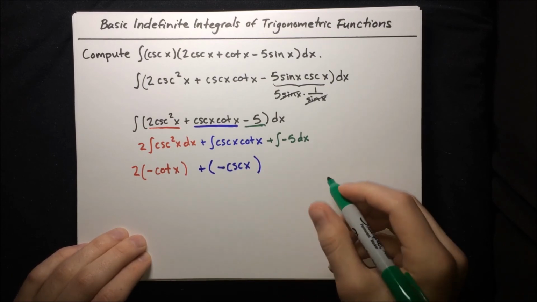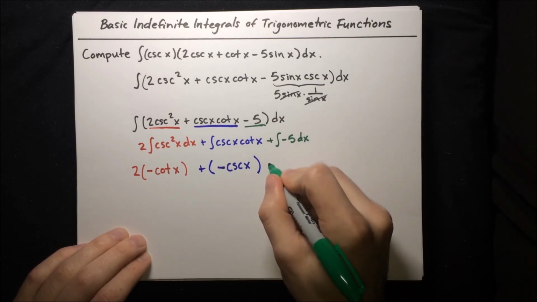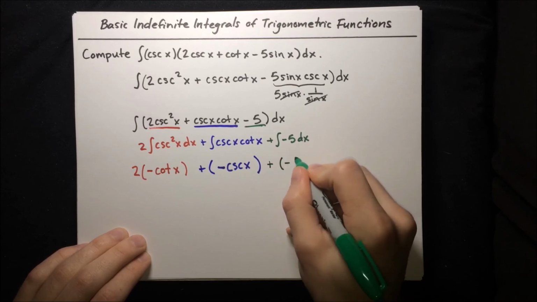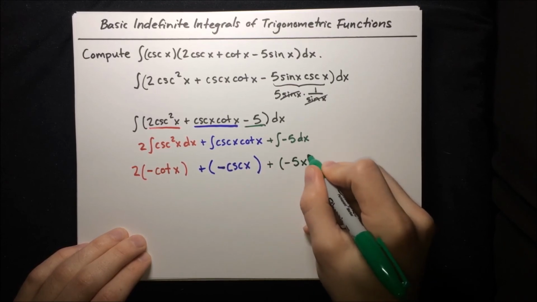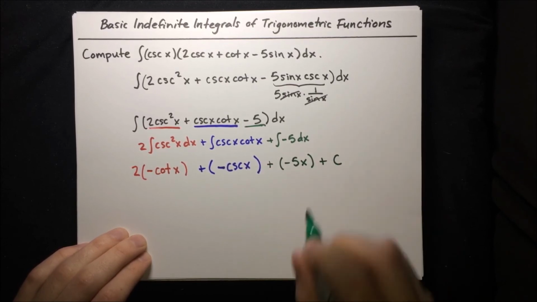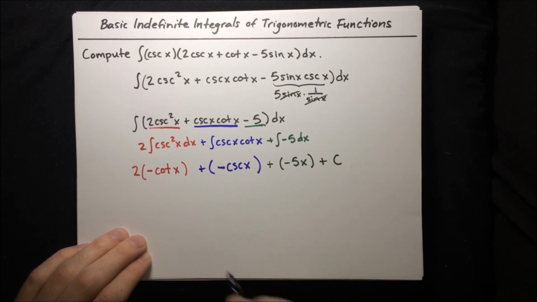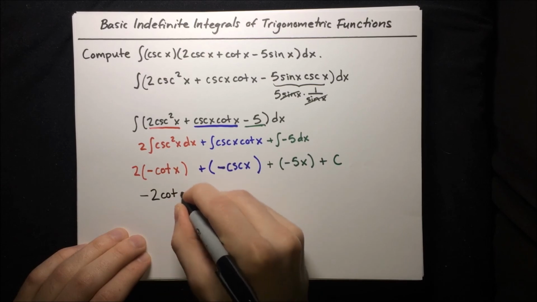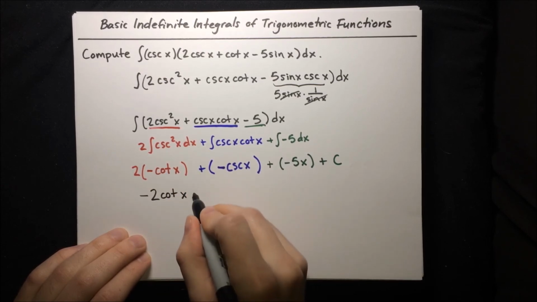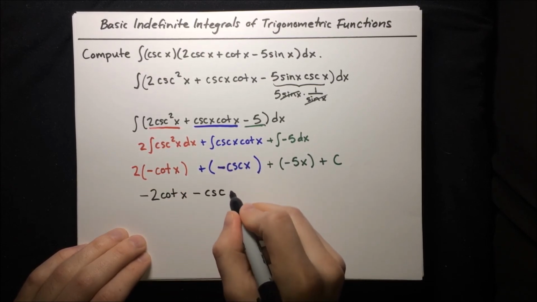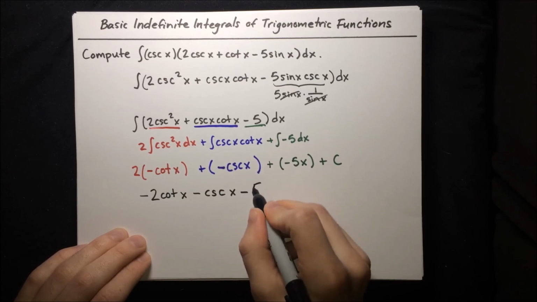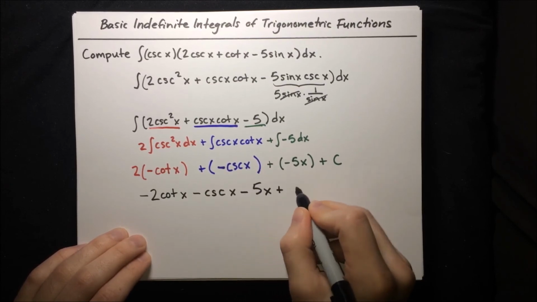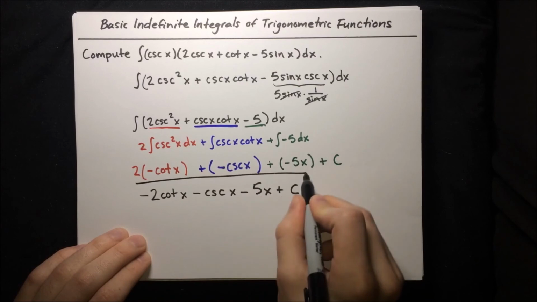And then, okay, this last integral is really easy. We can just apply the power rule for integrals, so just plus negative 5x, and then plus our constant of integration. And let's just go ahead and clean this up. So this is negative 2 cotangent of x, then minus cosecant of x, then minus 5x plus our constant, and there we have it. We're done.